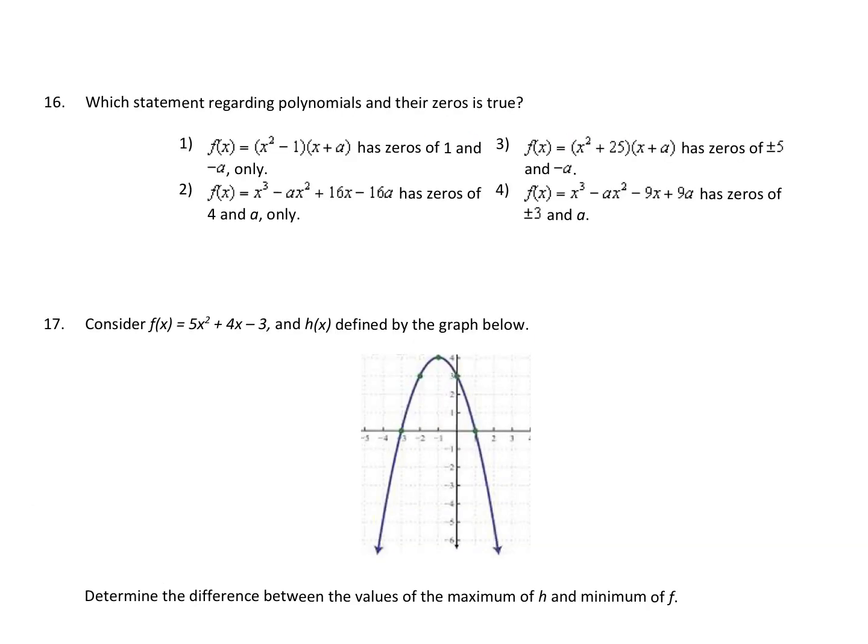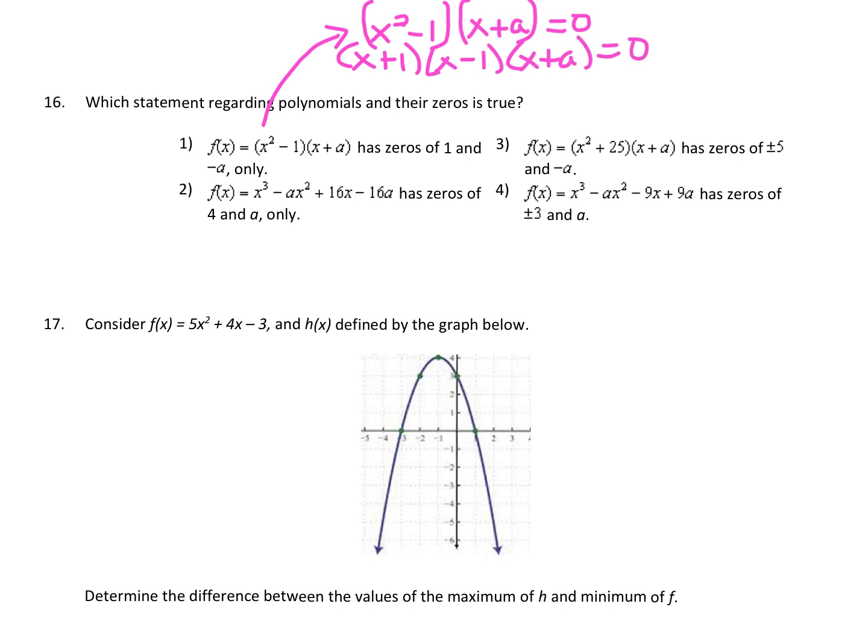All right, number 16, which statement regarding polynomials and their zeros is true? So the first one gives us f of x equals this, and it says it has zeros of 1 and negative a only. All right, well, let's take this and set it equal to 0. To solve this, we could see right here that this is a difference of squares, so we could factor this to x plus 1 times x minus 1. And I'm going to bring down the x plus a. And it equals 0, and now we can make our t-chart.